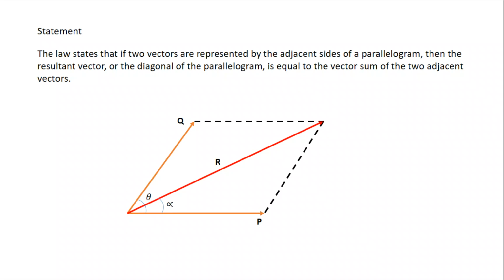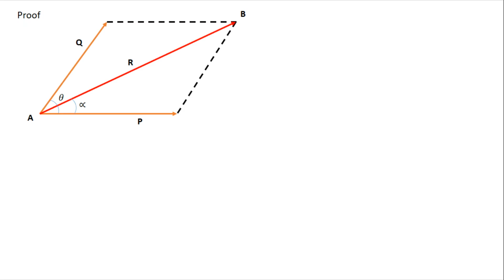We will see here the proof of this. The diagonal naming is A and B. So for the proof, draw one vertical line which is passing through this B point and another horizontal line which is passing through this vector P, and where they meet, they are perpendicular to each other, and give the naming C.